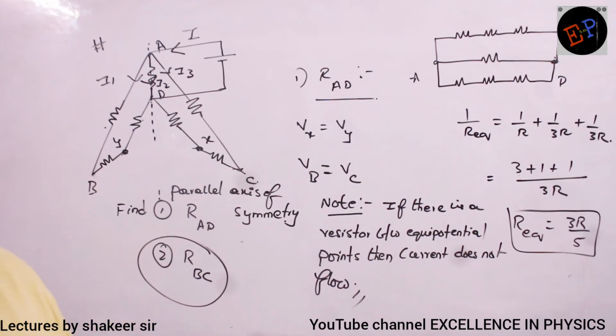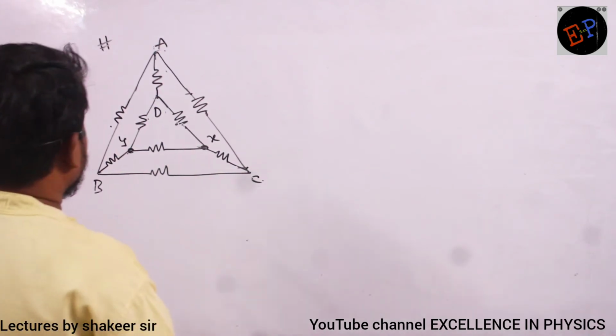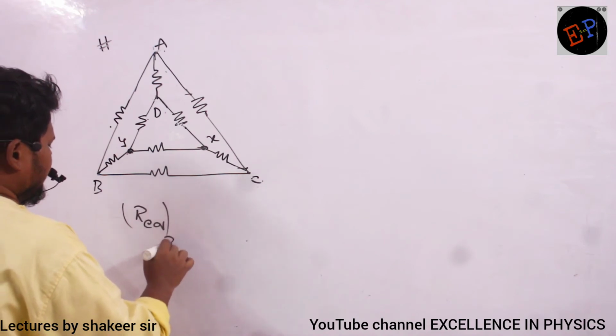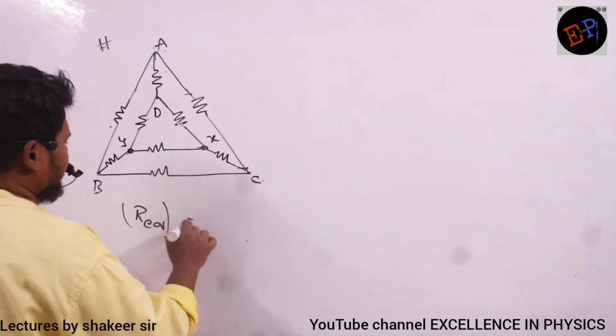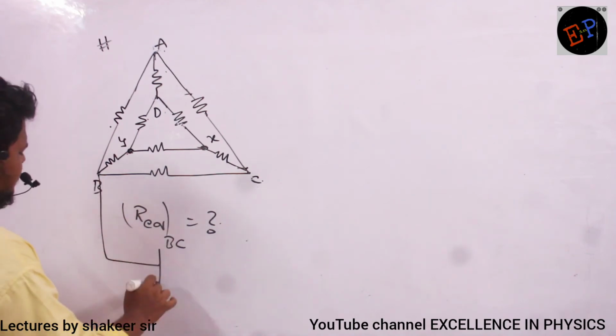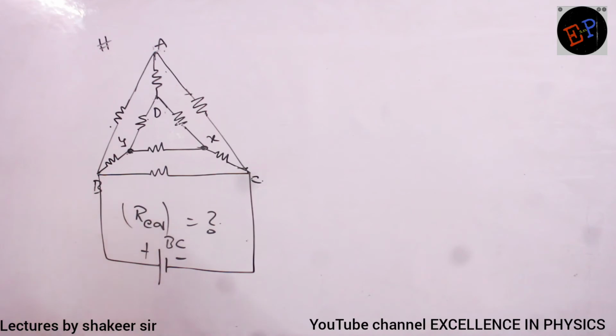Have you understood how we are solving? Very simple. So now in the same circuit, we are supposed to find out equivalent resistance between B and C. Okay? So what is the meaning of this? It means battery connection is present between B and C like this. Consider this is the battery connection. So current enters from here. Finally current reaches point C.